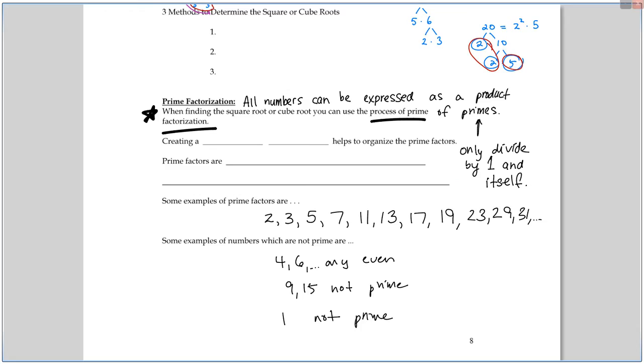Okay, so creating a factor tree helps to organize the prime factors. Prime factors are only divided by 1 and itself. Okay? I don't typically use the factor tree. I use this thing called a division table, but you can do either.